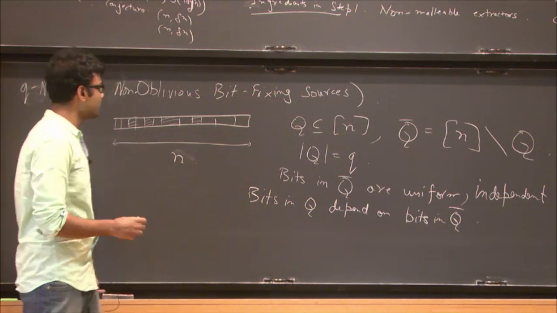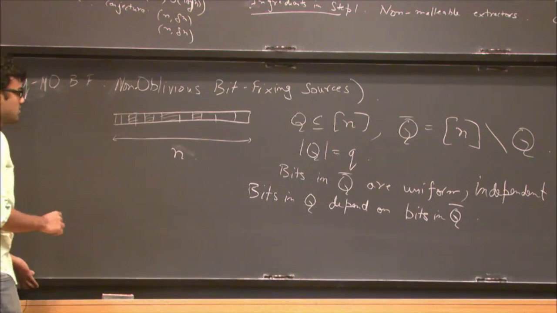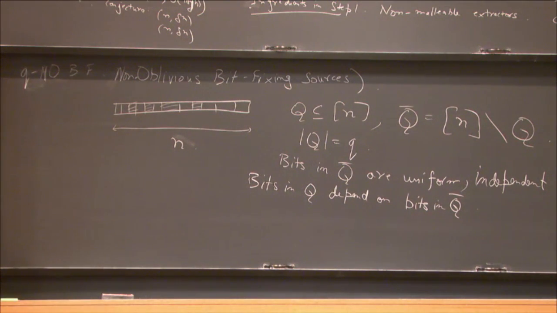Actually, there is no restriction about the bits in Q, right? You could have just written that the bits in Q bar are uniform and independent, and that's it. The fact that they depend somehow is the most general thing. The special case is when they do not depend, and that's the oblivious case. Yeah, you're right.